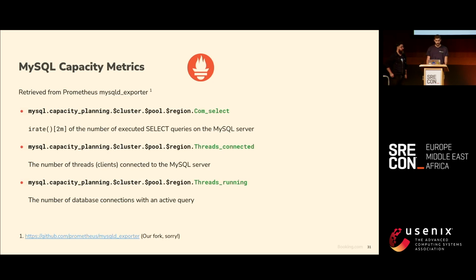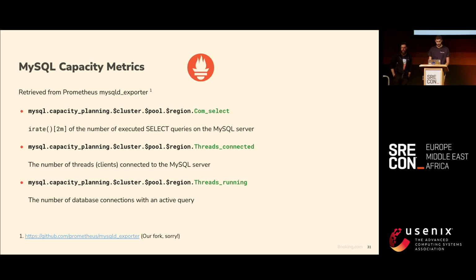So then we had to introduce some metrics that are related to capacity. For this, we use MySQL exporter, which is a Prometheus project. Actually, we use a fork of this, and we have done some internal implementation on top of it that we probably plan to contribute upstream.